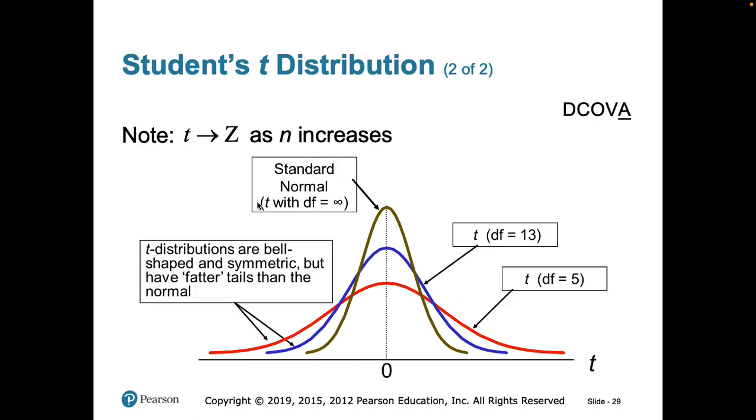Going back to the student's t distribution, you can see that t is going to approach c as the number of samples increases. Again, that's why you say if it's not normally distributed, just take a larger sample, because as you take a larger sample, it's going to look more like a C table.